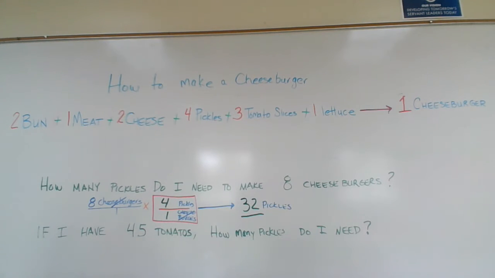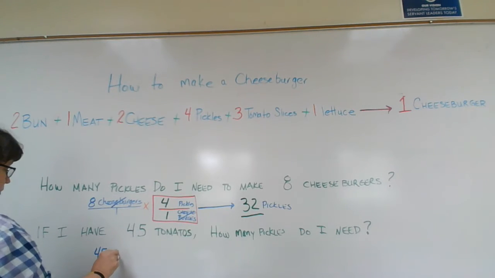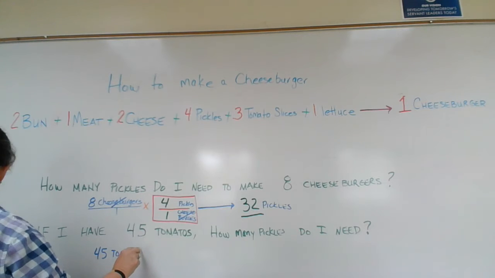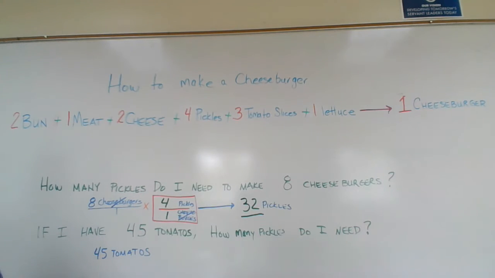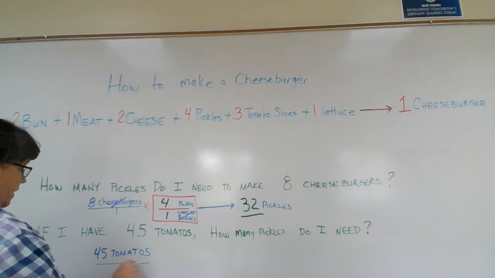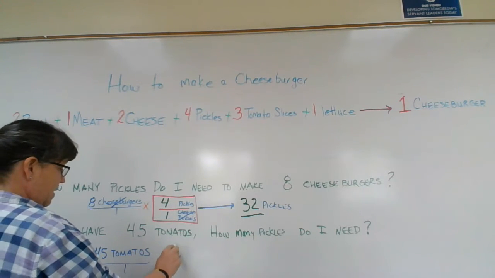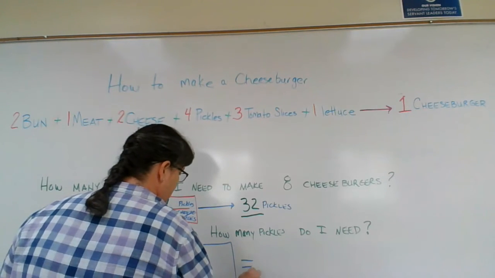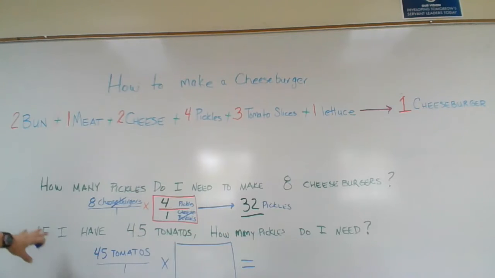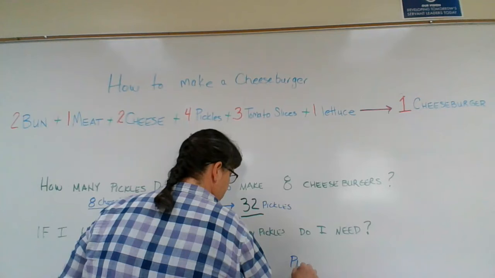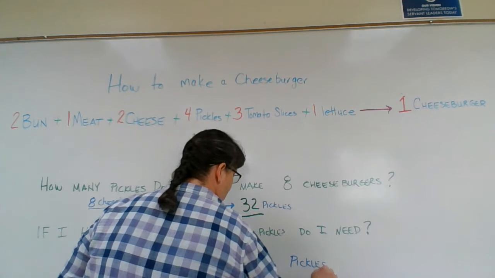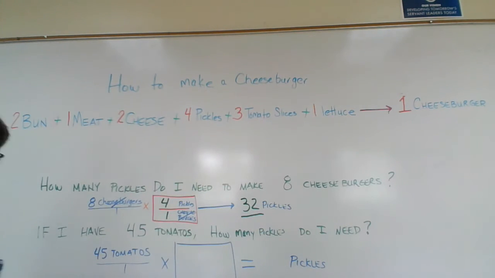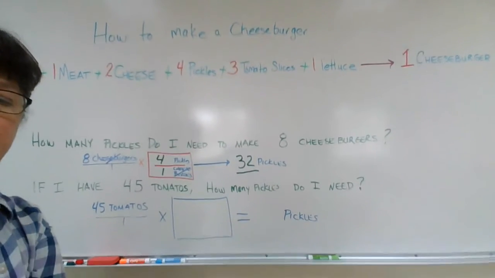So we're given 45 tomatoes. So we're going to write 45 tomatoes. And we're going to put it over 1, make a fraction out of it. We're going to multiply it by something. Don't know what yet. Don't worry about that yet. And we want to know how many pickles. So my roadmap is pickles. How many pickles? So let me adjust that down just a little. Make sure you can see it good.